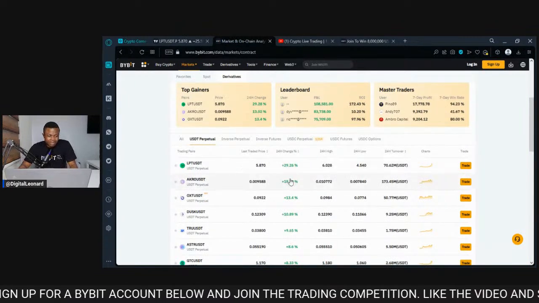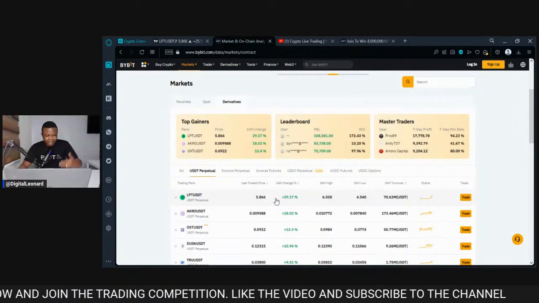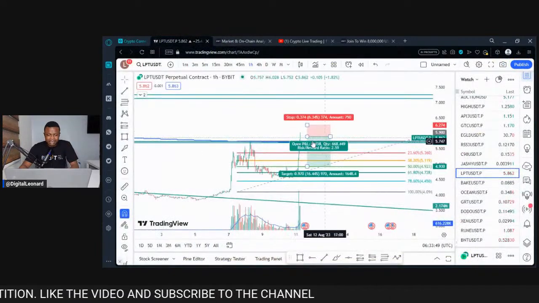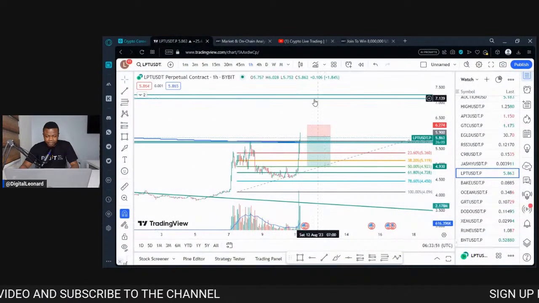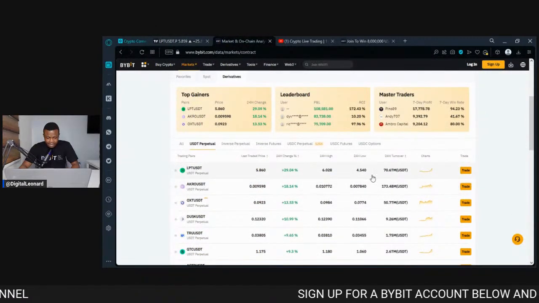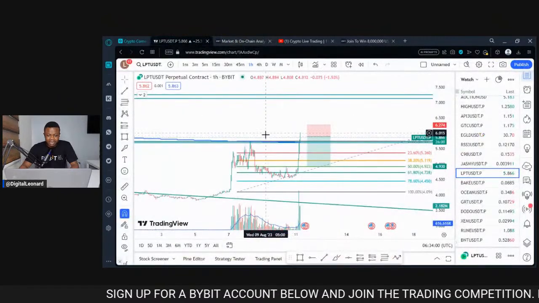LPT is already up by 30%. Going up by another 20%, I don't see that possibility. It will go up, but not immediately. It will definitely go up to that area if more money continues to come into the market. For LPT, we have over $70 million in that market on the Bybit exchange.